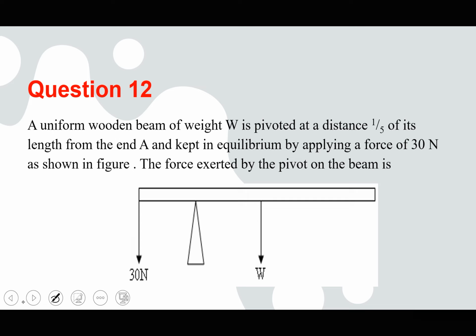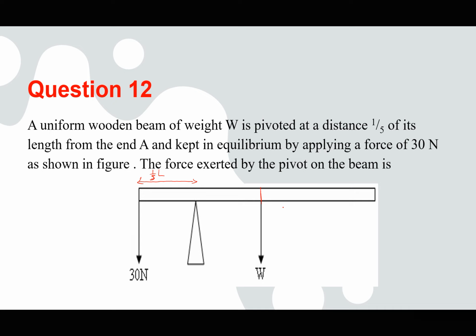A uniform wooden beam of weight W. Because the beam is uniform, its weight is at the midpoint. It is pivoted at a distance a fifth of its length from end A and kept in equilibrium by applying a force of 30 newtons as shown in the figure. So this distance is most likely going to be a fifth. Let the length of the beam be L. So this is going to be 1/5 of L, a fifth of its length from the end A.